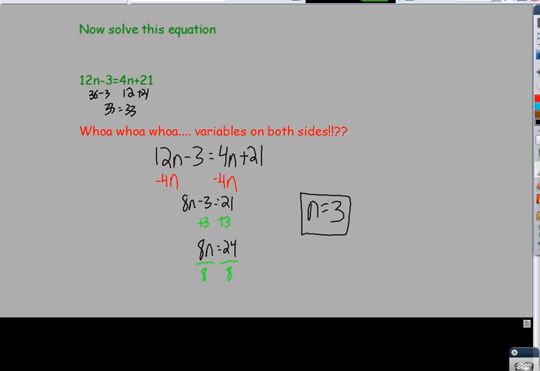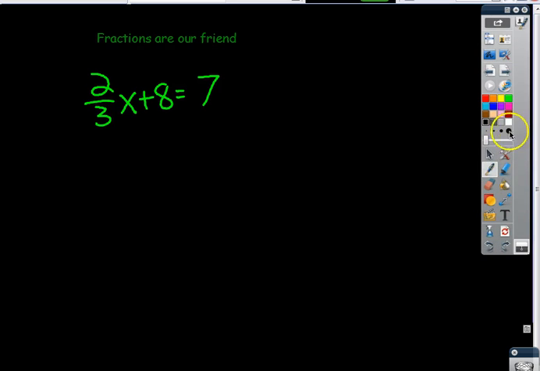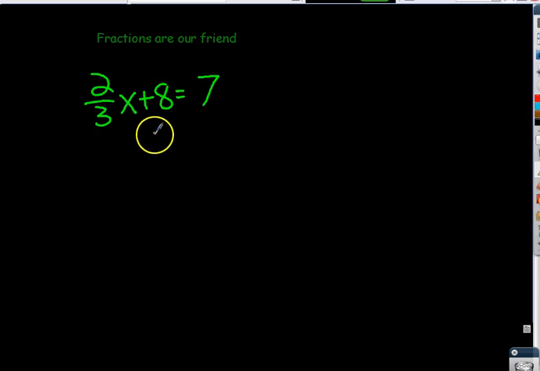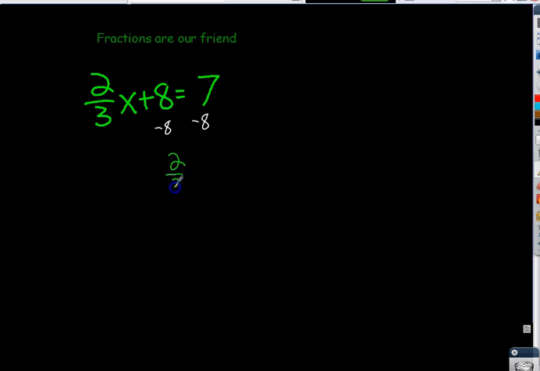Next up, okay, fractions are our friend. Now, how am I going to deal with fractions here? Well, first off, I'm going to still isolate this x by subtracting 8 from both sides. I still want to do that. Now, when I go ahead and do that, I get 2/3 x equals -1. Two ways you can solve this.